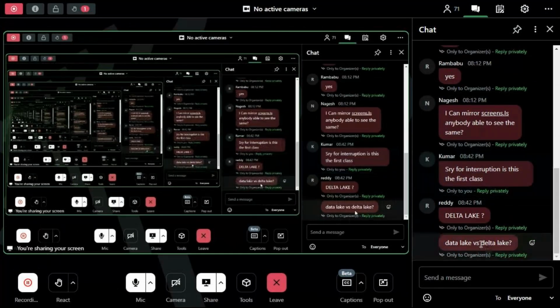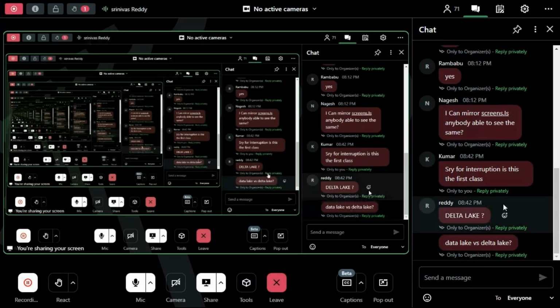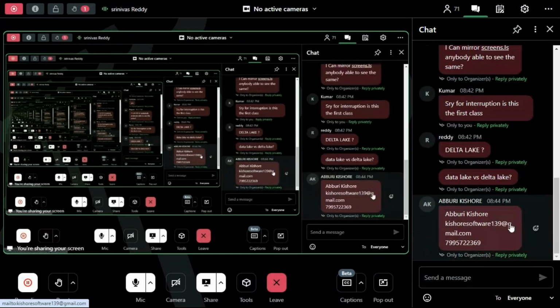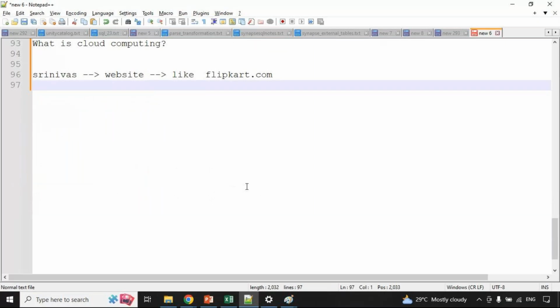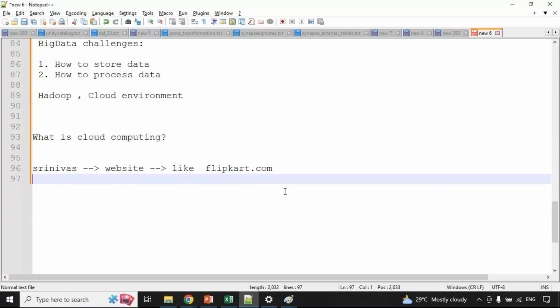Did I discuss Delta Lake? Those concepts I will tell you. People here have entirely different backgrounds, so I'm going to discuss from scratch, guys. I will discuss those things, Delta Lake and all, in the next classes.